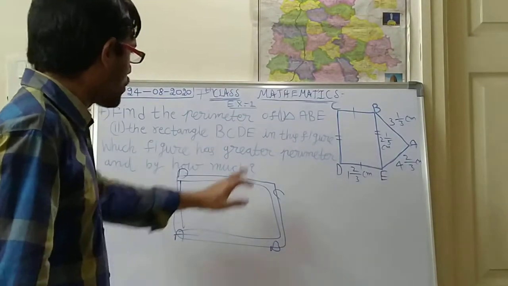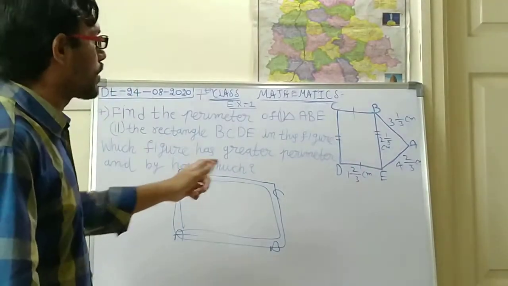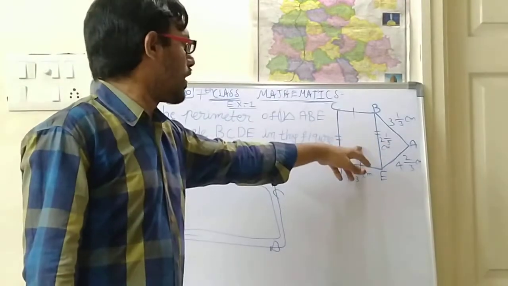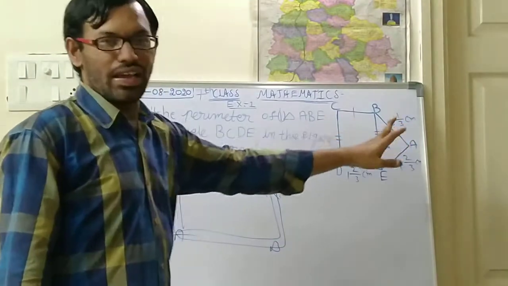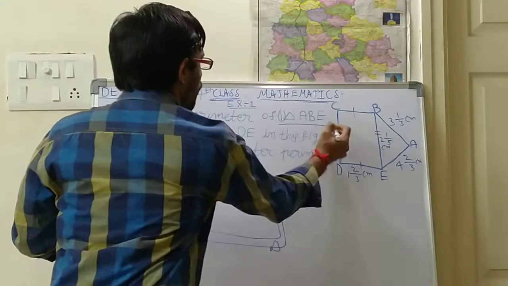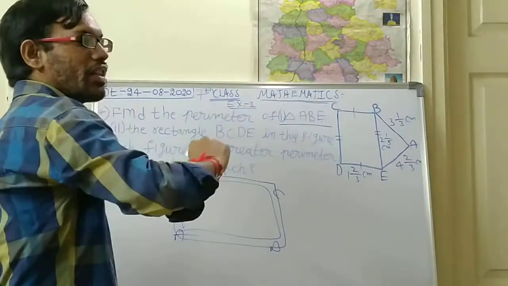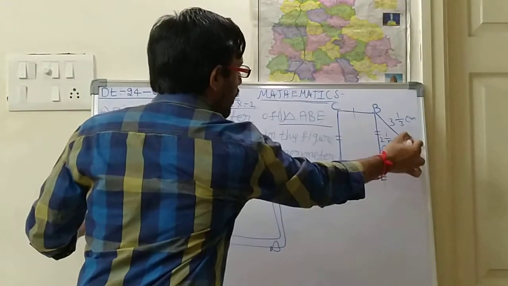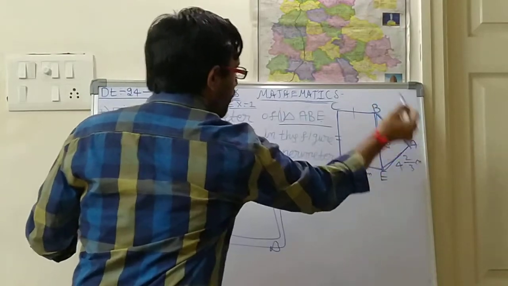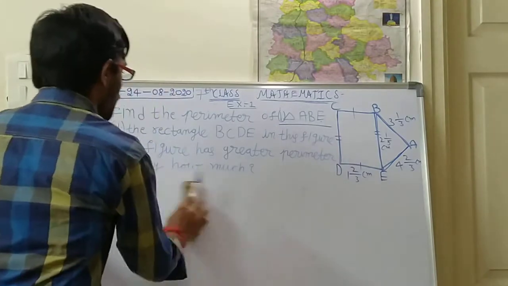Here, in this figure, you have to find the perimeter. In this shape there are two shapes: one is a rectangle and another one is a triangle. Is it right, children? So first you have to find the perimeter of the triangle, triangle ABE. First of all we shall solve this perimeter.